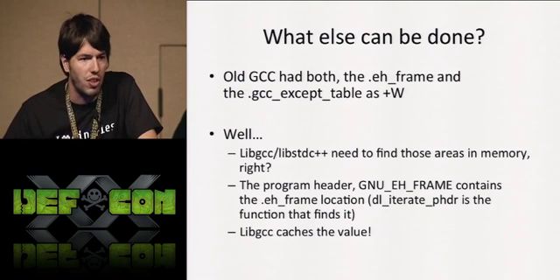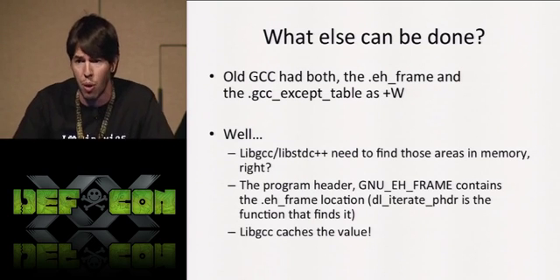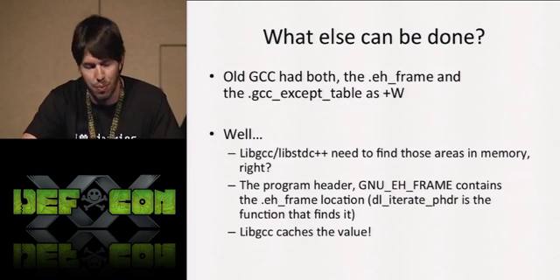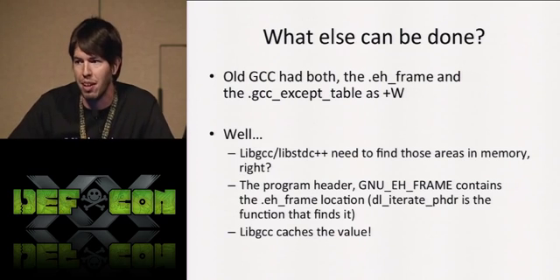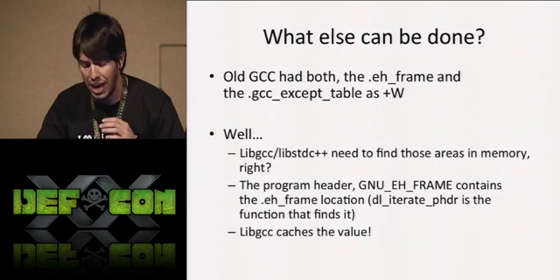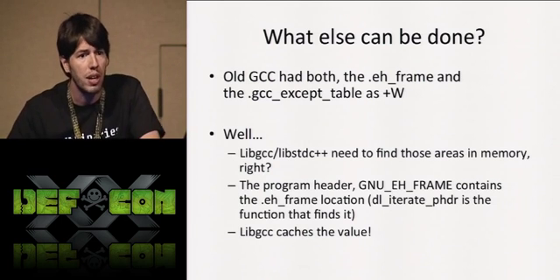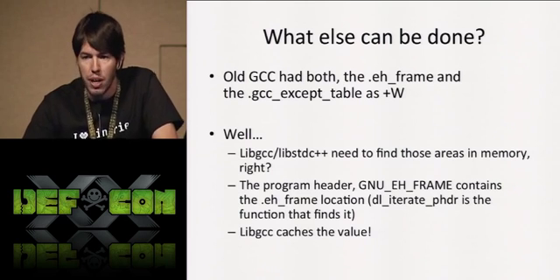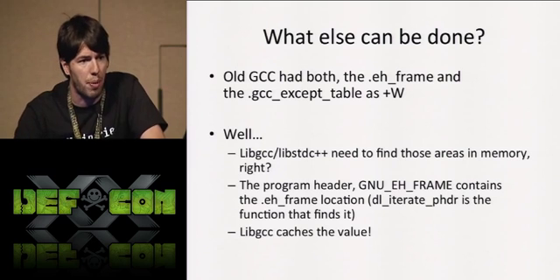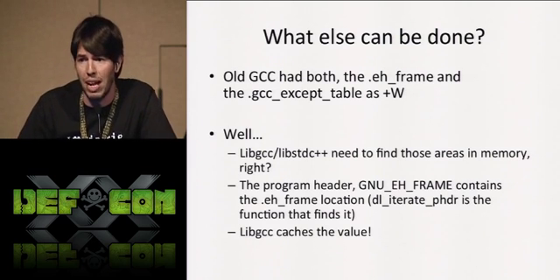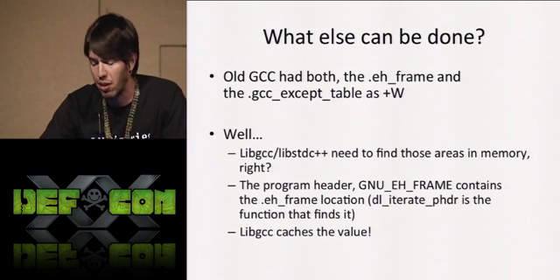So old GCC used to include the EH frame and the GCC exception table as a plus W, writable section in memory, okay? So basically it was possible to just overwrite it in memory if you managed to locate it. What happens is, of course, modern versions of GCC don't do that. So what else can we do? Basically, we know that the libGCC that is inserted in the target program needs to find the exception table anyway in memory, right? So we know it's located there.